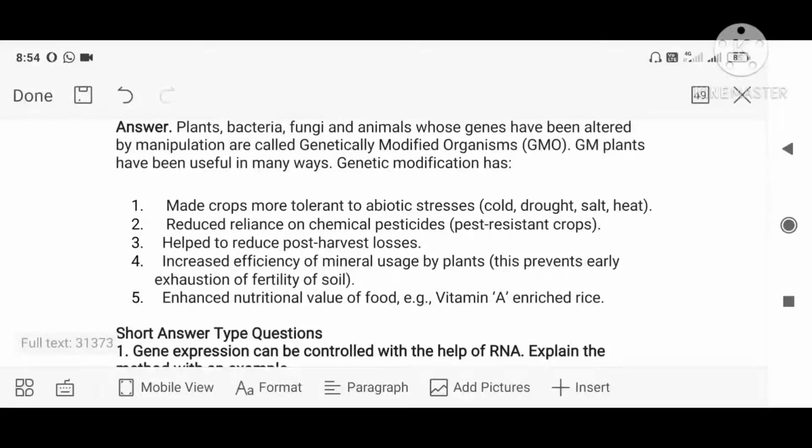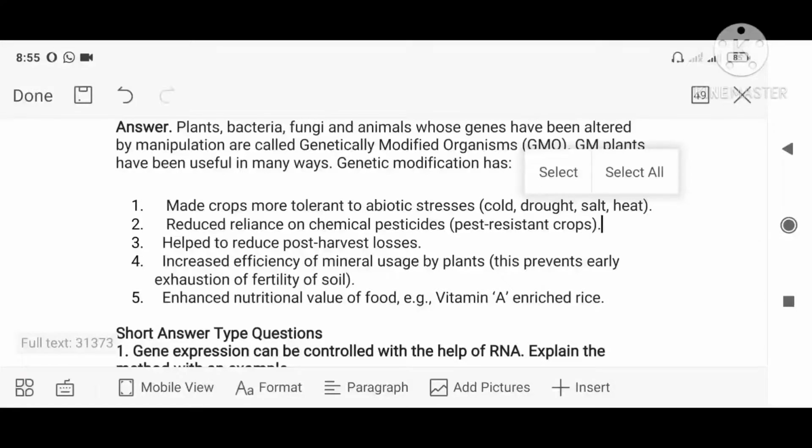Okay. They are not dependent on water, they are not dependent on pesticides, and they are reducing our post harvest losses, because most of the products obtained are in good form. Increased efficiency of mineral usage by plants, so they are using the minerals correctly and not exploiting them. And the last is nutritionally enriched varieties can also be obtained, like vitamin A enriched rice, with the help of this technology. So GMOs can help in making all these things.